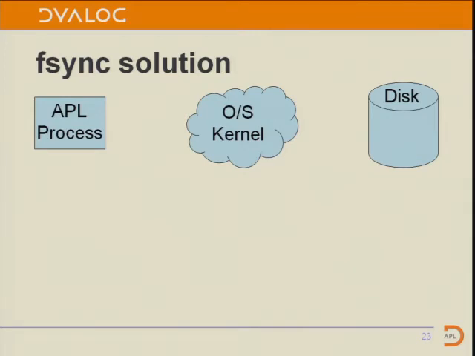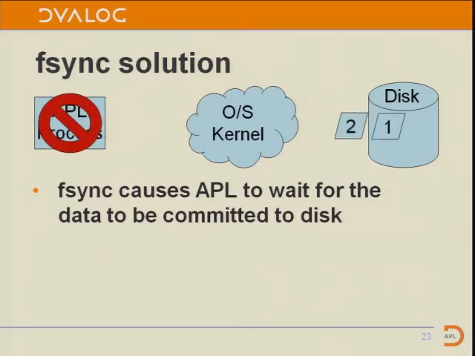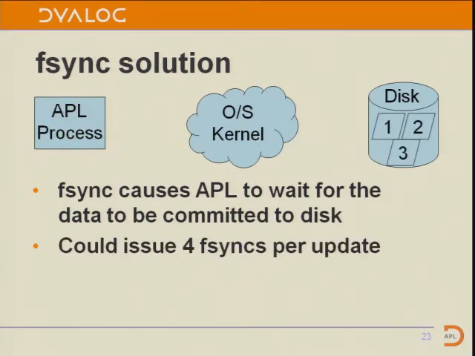So if any of you know fsync, you'll immediately be asking why we're not using it. Fsync is an operating system function which causes a wait until data is actually physically on disk. And that means, if you see in this example, APL is forced to stop whilst the data gets written. And as a result, everything is getting on disk in the right sequence, so we wouldn't have this problem. And 4 fsyncs per update would solve the problem.